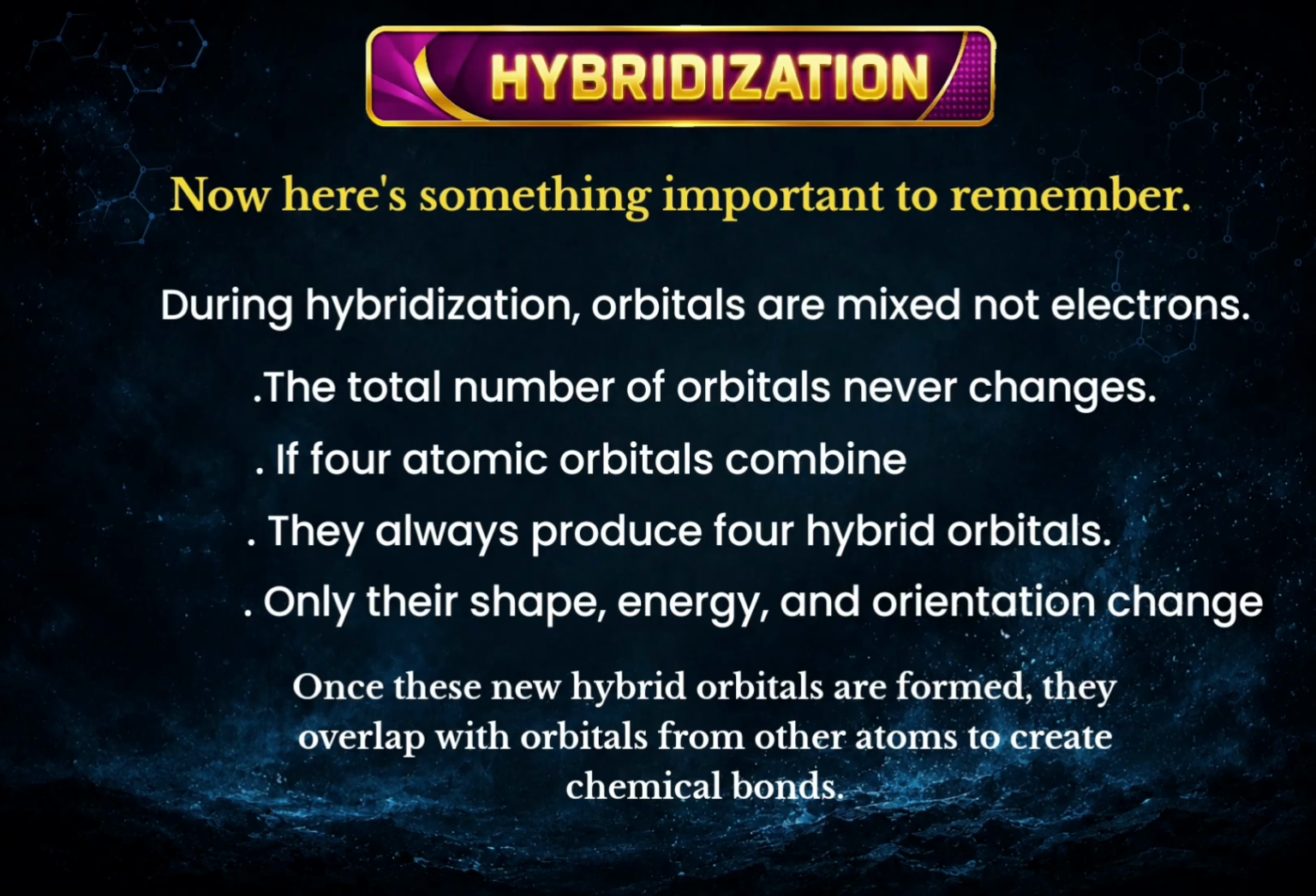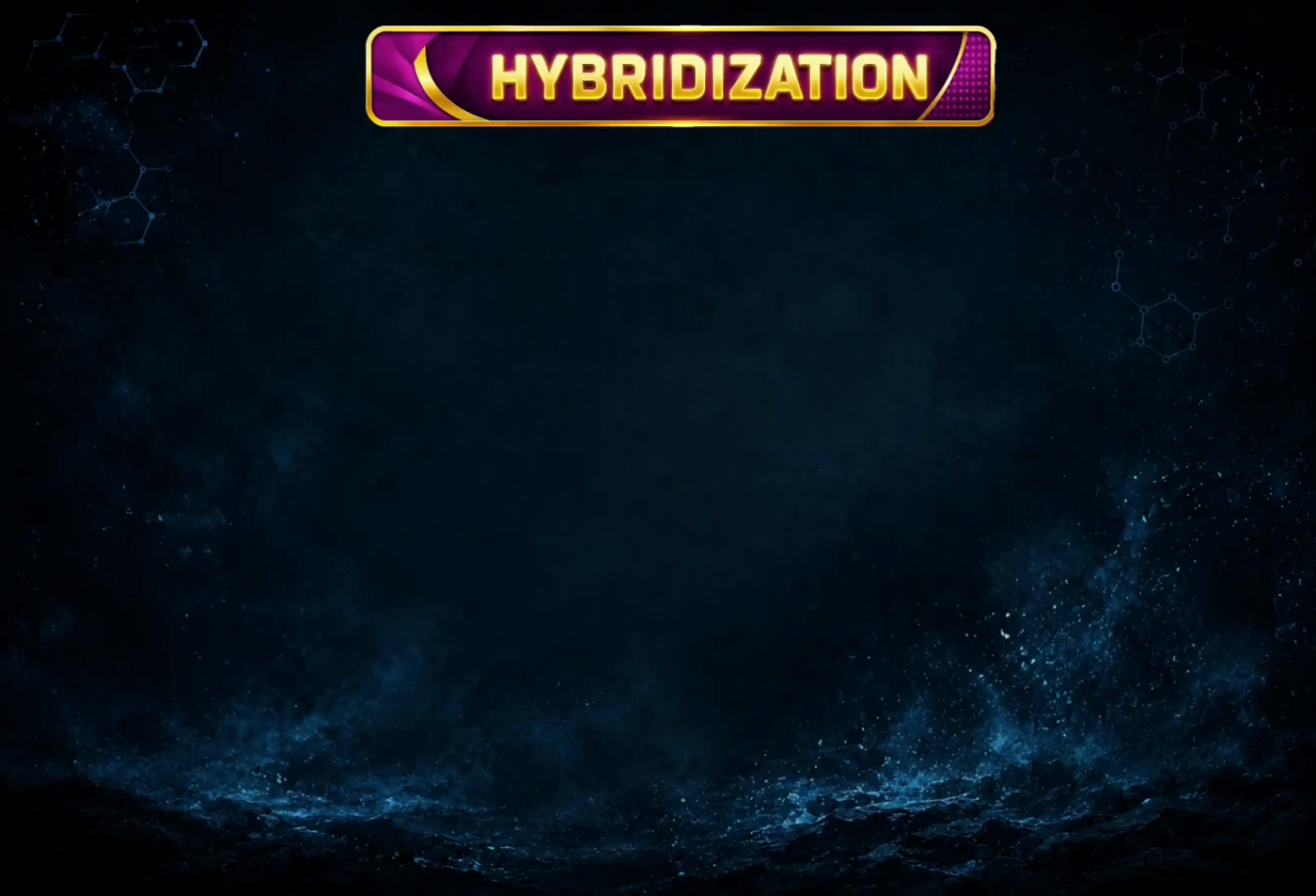Now that you understand what hybridization is, the next question is, how many different types of hybridization are there, and how can we recognize each one? Let's find out. The answer depends on exactly how many atomic orbitals participate in the mixing process. Let's look at them one by one.